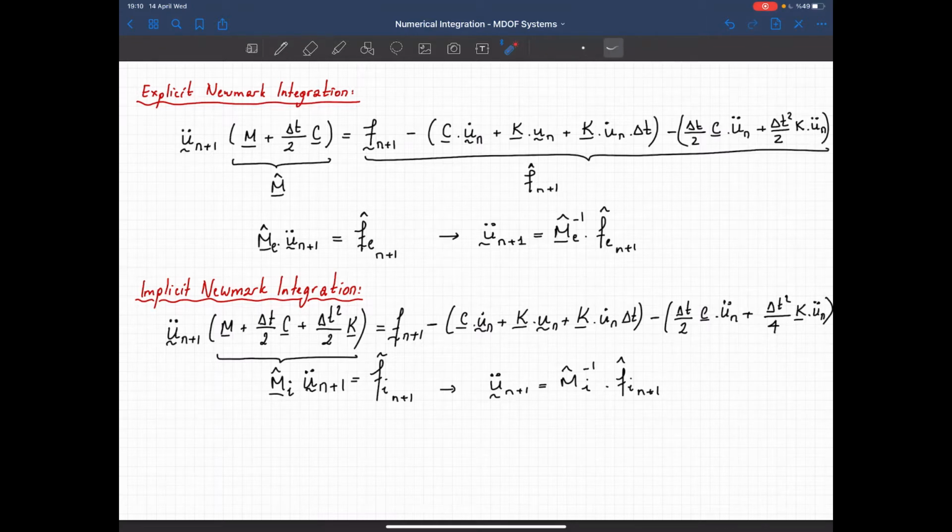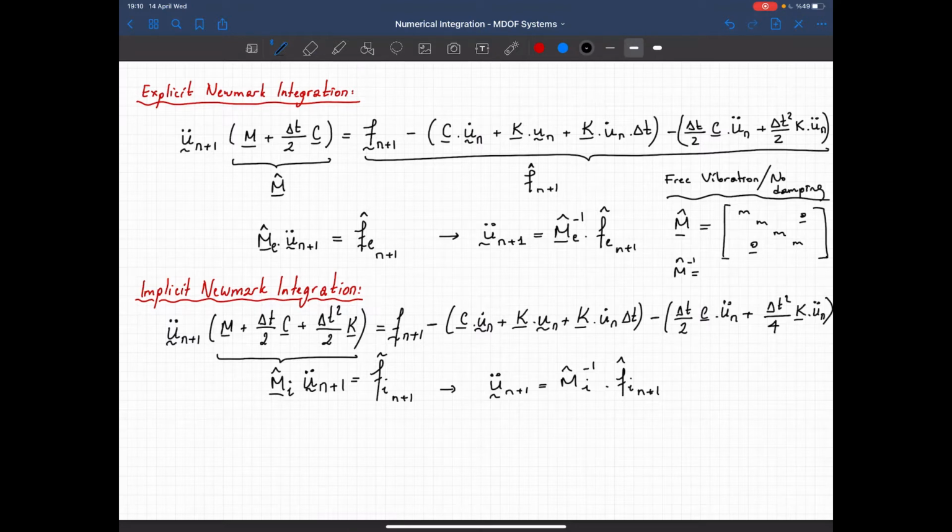Now let's take a look at the properties of the M hat matrix. Now if we have free vibration, no damping, M hat will be a diagonal matrix, right? So it will have mass terms at the diagonals. And the inverse of M hat matrix will be very easy to calculate, very fast to calculate. They are just equal to 1 over M of the diagonals.